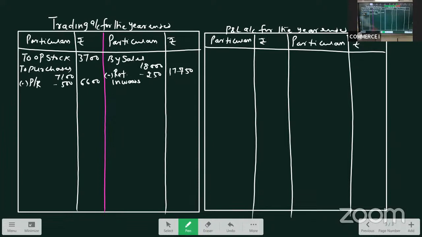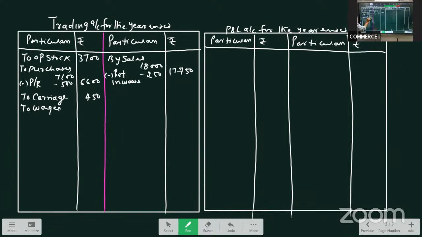Then carriage. See, I told you, carriage can be inward or outward. Carriage inward means carriage on purchase. Carriage outward means carriage on sales. But if only carriage is given, we assume it to be carriage inward, that is carriage on purchase, and take it in our trading account. Carriage is given as 450. Then wages. Wages too are a direct expense we take in trading account.